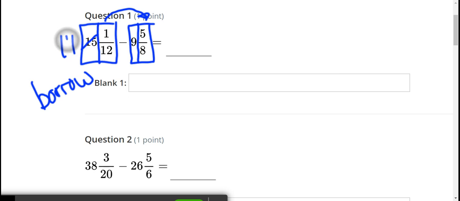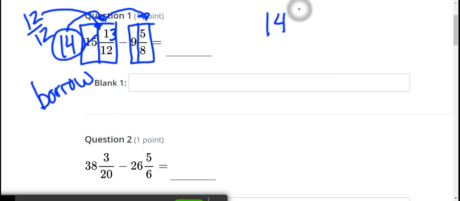So we can make this 14, and then we take 12 out of 12, which is one whole number, and then put that into the fraction. So the 12 out of 12, 12 plus 1 would give us 13. So we took one whole number and put it into the fraction. Now we go over here, it would be 14, and then we have 13 twelfths, and then we have 9 and 5/8.